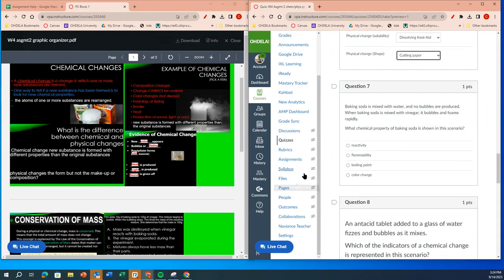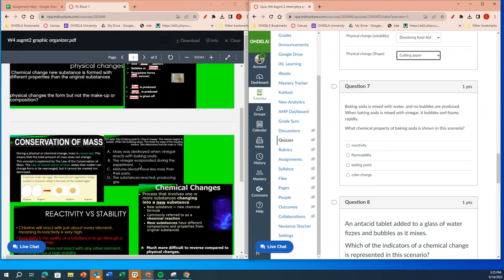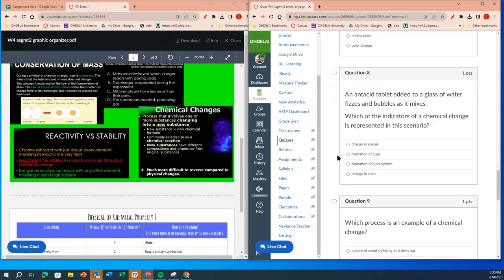Number 7, baking soda is mixed with vinegar and bubbles form rapidly. What is the chemical property of baking soda? All right, so remember, reactivity is the ability of a substance to go through a chemical change. So reactivity is that part. Number 8, an antacid tablet added to a glass of water fizzes and bubbles as it mixes.